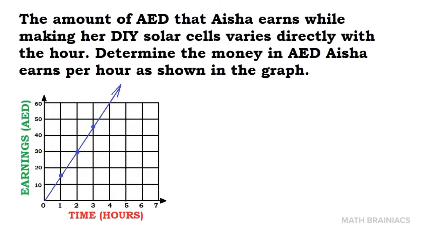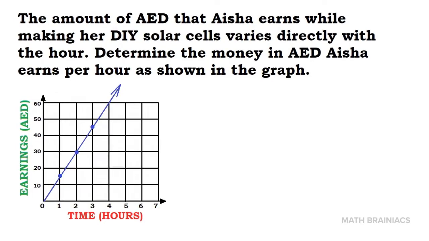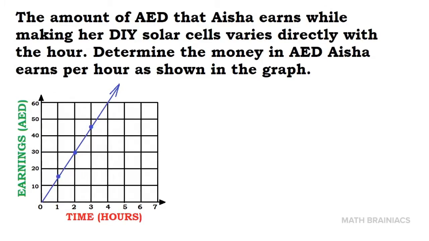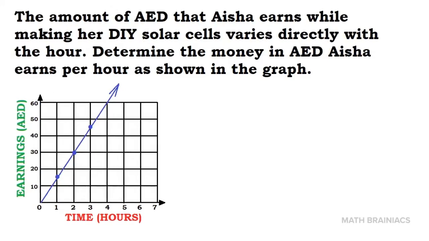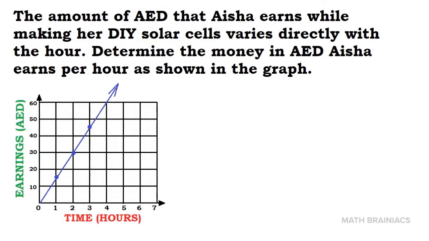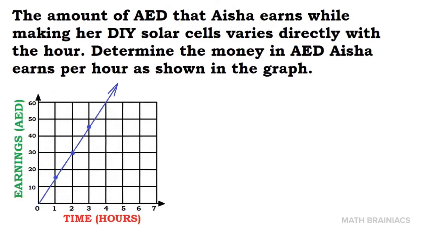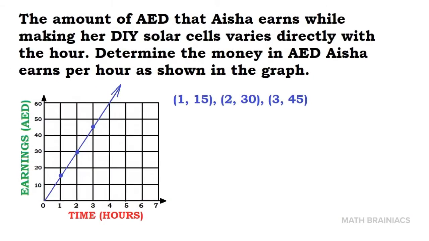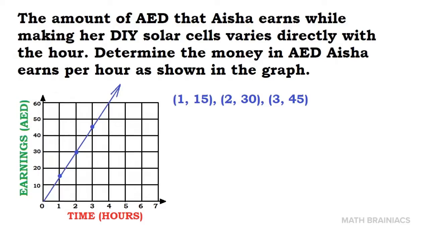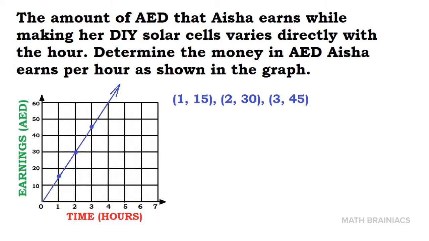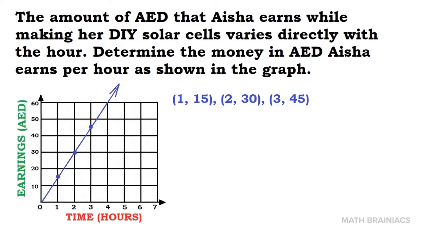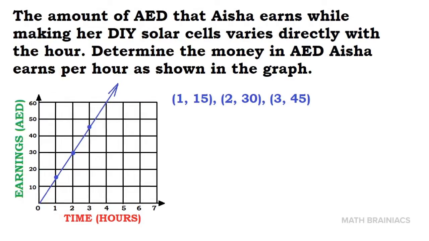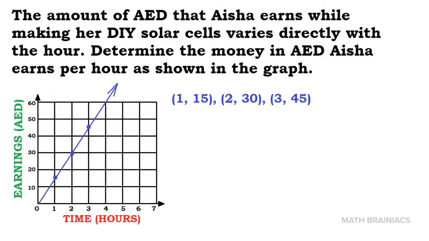Let us work on this example so that you will be guided. The amount of dirhams that Aisha earns while making her DIY solar cells varies directly with the hour. Determine the amount in dirhams Aisha earns per hour as shown in the graph. Let us consider the 3 points in the line. These are the ordered pairs, the x and the y. When x is 1, y is 15. When x is 2, y is 30. And when x is 3, y is 45.